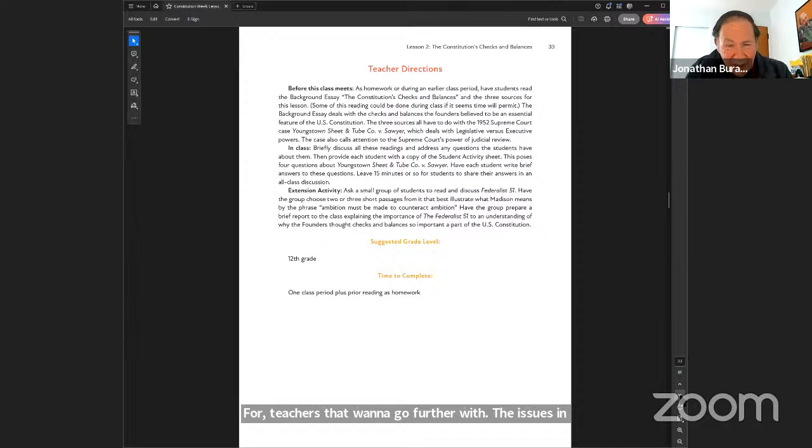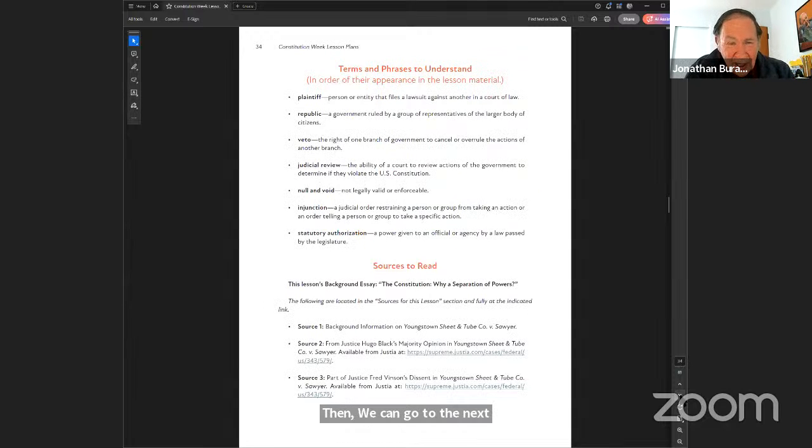Then we can go to the next page here. Each lesson has a vocabulary list of words that will crop up either in the essay or in the sources. And the sources themselves are listed at the bottom of this page.